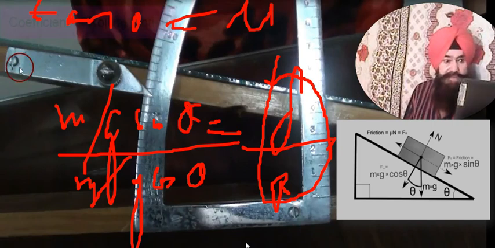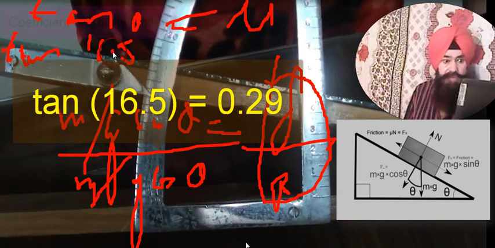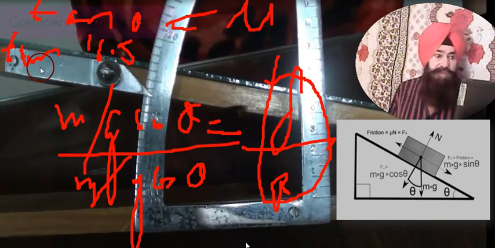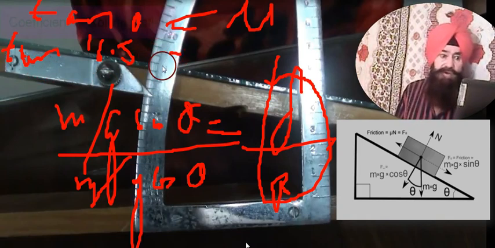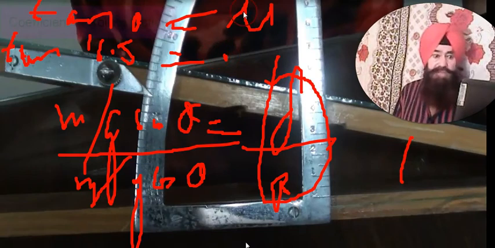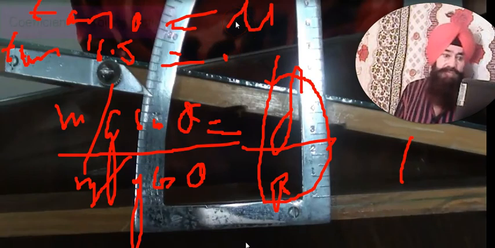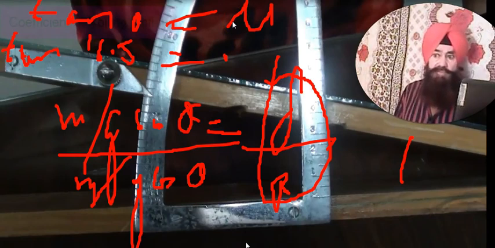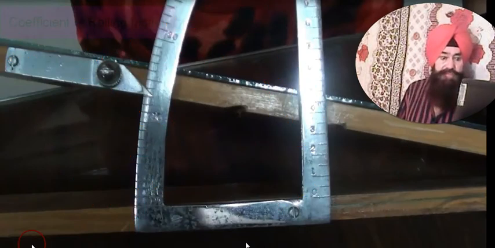What we found just now is that this angle is 16.5. So tan of 16.5 should be equal to mu. If you find tan 16.5, I am sure it will come out very close to 0.29, because previously we found the value of mu equal to 0.29. If you look in the table or use the calculator, you will find tan 16.5 very close to 0.29. Okay.